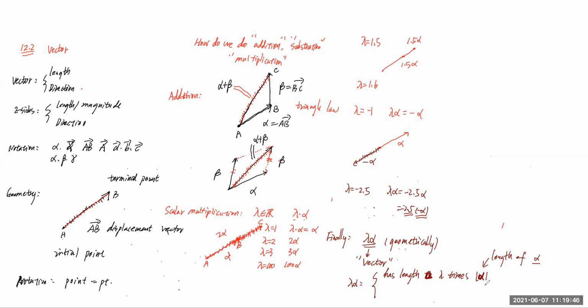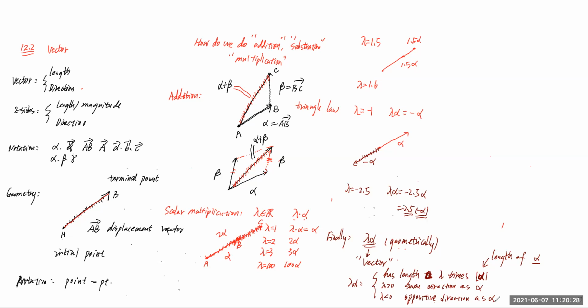And then we know if lambda is greater than 0, it has the same direction as alpha. If lambda is less than 0, it has the opposite direction as alpha. I have to keep this information because it is very important. I think that's fine. This is about scalar multiplication.